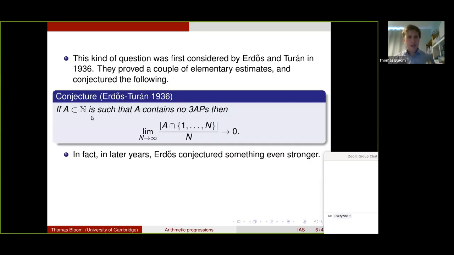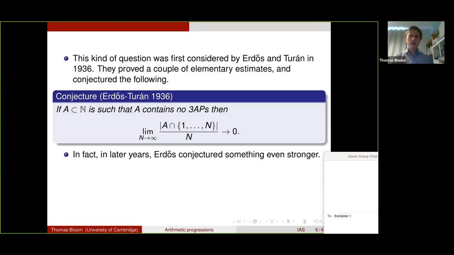So if I have a set of natural numbers which contains no three-term progressions, then the density of this set, which for this purpose means if I just take a look at the size of the intersection with the first n natural numbers, divide by n and then take the limit as n tends to infinity, then that should have density zero. And in fact, this was the original conjecture of Erdős and Turán.